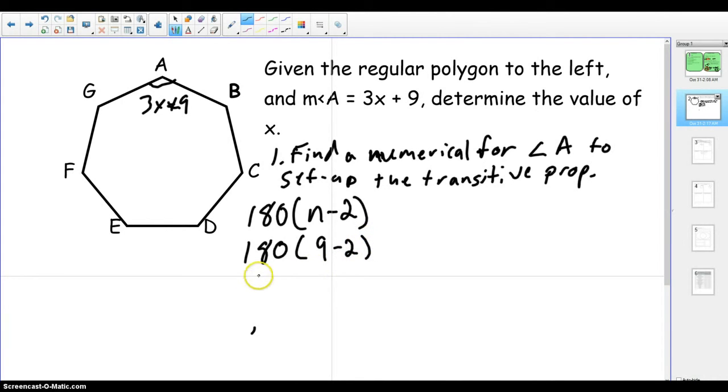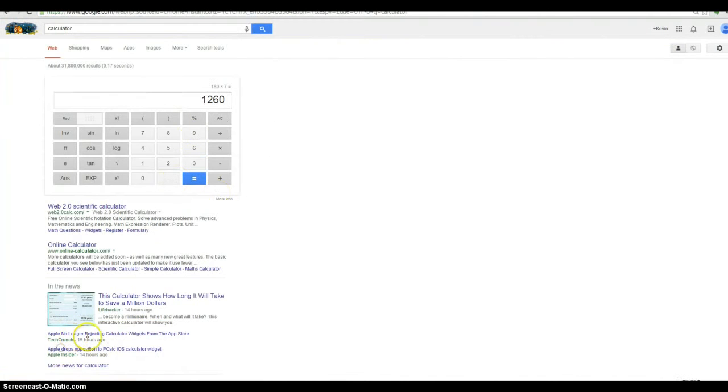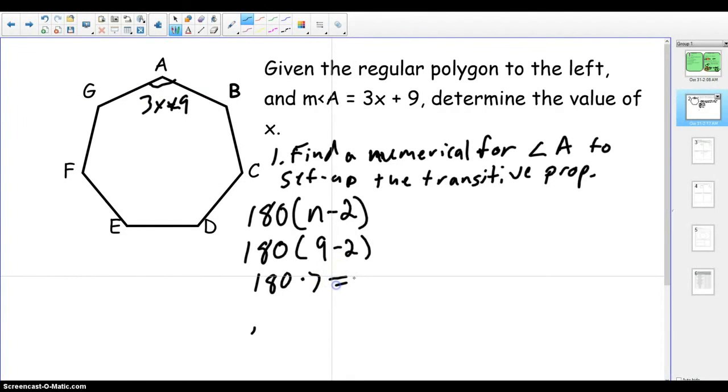And that simplifies to be 180 times 7. Switching over to my calculator quick. If we take 180 times 7, we get 1260. So given that, we know that all these angles add up to 1260.